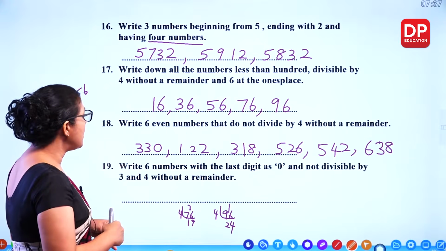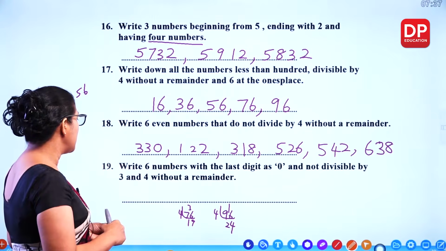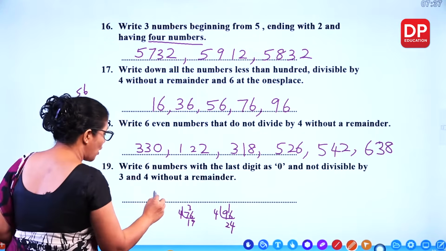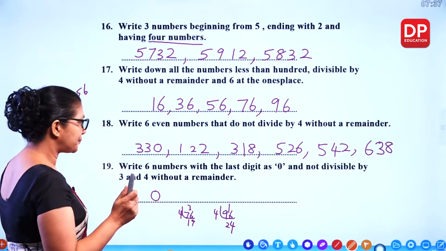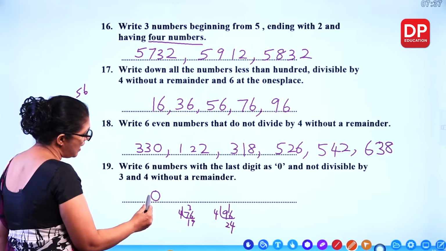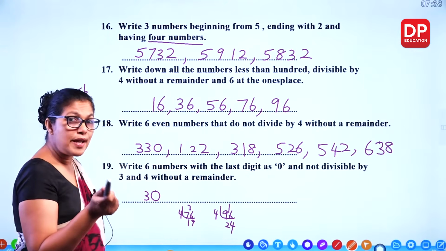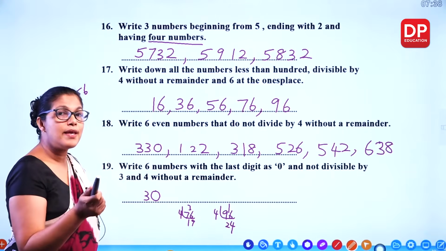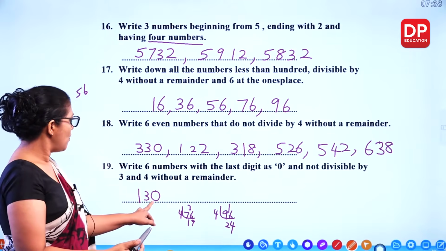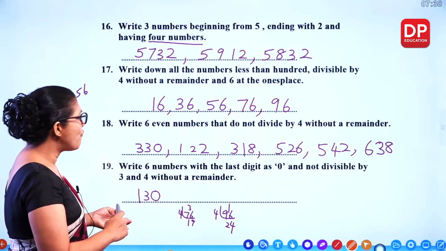Write 6 numbers with the last digit as 0 and not divisible by 3 and 4 without a remainder. So you need to be careful now. 0 is there, the last digit is 0. Not divisible by 4 means this can be 30, the last 2 digits 30. And not divisible by 3 means the digital root cannot be 3, 6, or 9. So here 3, so we can put 1 there. 1 plus 3 is 4. Digital root is 4. So that's not divisible by 3 or 4.